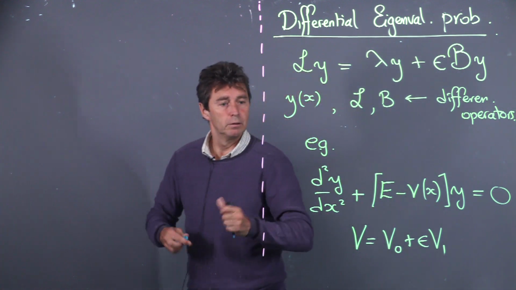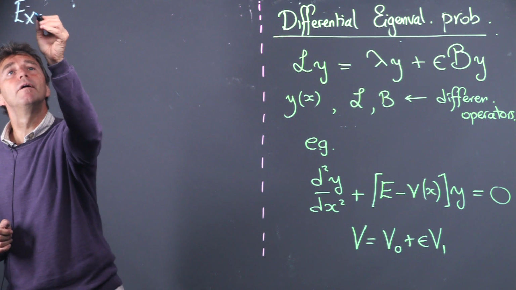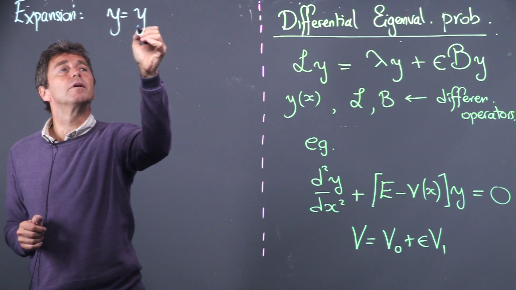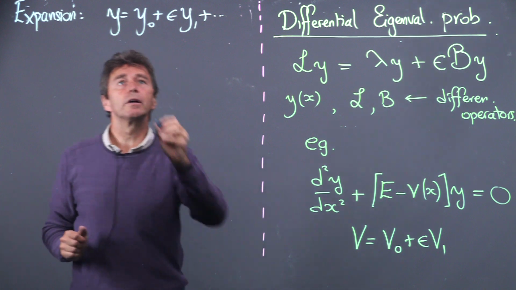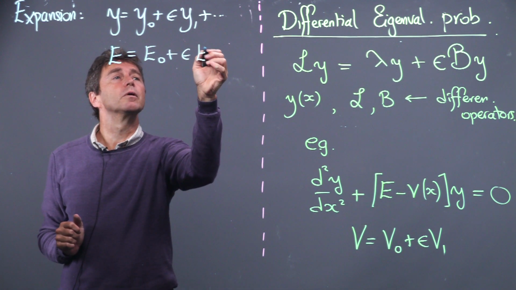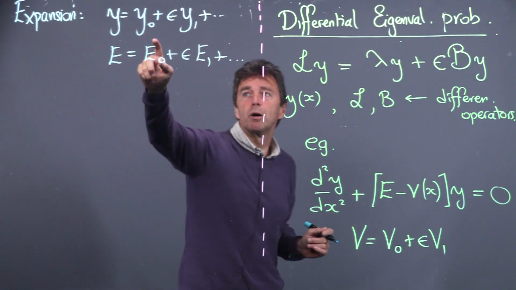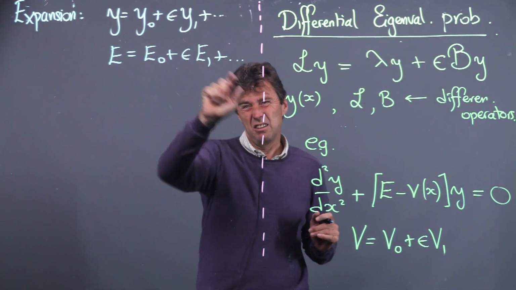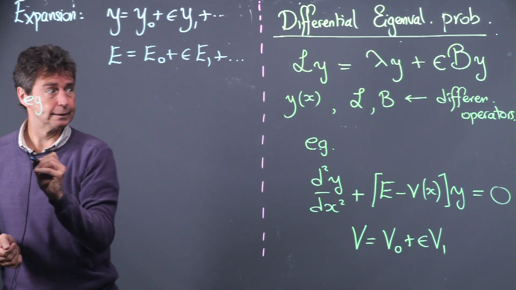Okay, so what am I going to do? I'm going to follow the pattern. I'm going to use expansion. So I'll set y equal to y0 plus epsilon y1, and so forth. I'm not going to go beyond that. And then I'm going to say E is equal to E0 plus epsilon E1. So I'm going to assume that I'm able to solve the problem for the leading order, and what I'm really interested in is calculating these two things, and actually I'm going to focus mostly on E1.